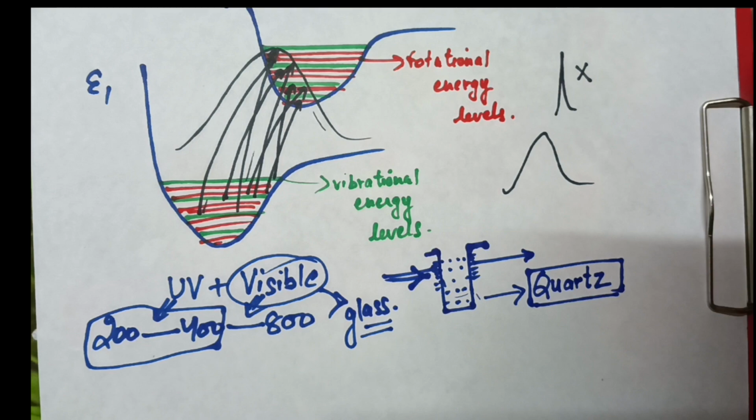So this is all about the formation of absorption bands. That is why we get broad bands instead of sharp peaks, and why we use quartz when we are operating in the UV region. So that's it for this particular topic. We will move on to the next topic, maybe the concept of chromophores and auxochromes.